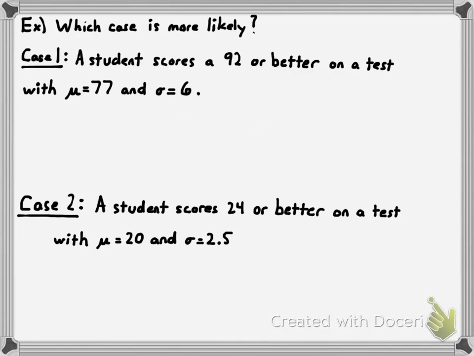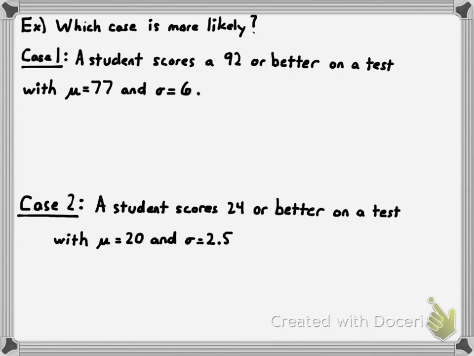I want to start with this example here where we're going to figure out which of the following two cases is more likely, both involving test scores. Case 1 is that a student scores a 92 or better on a test where the mean is 77 and the standard deviation is 6. And case 2 is that a student scores 24 or better on a test with a mean of 20 and a standard deviation of 2.5.